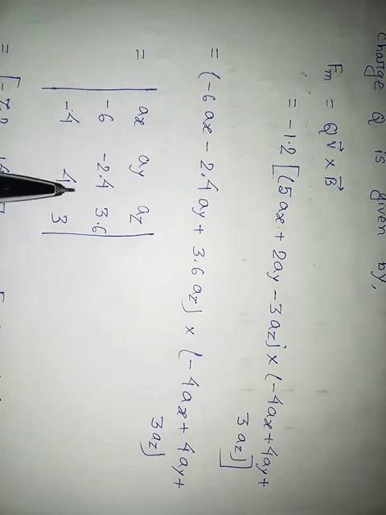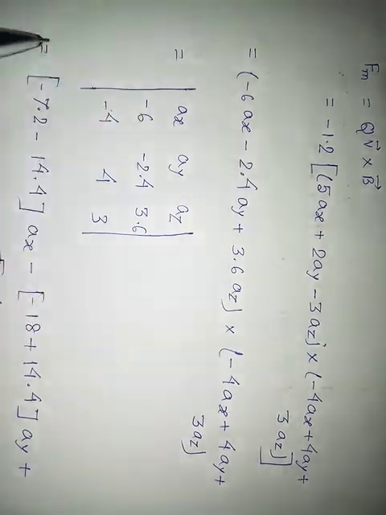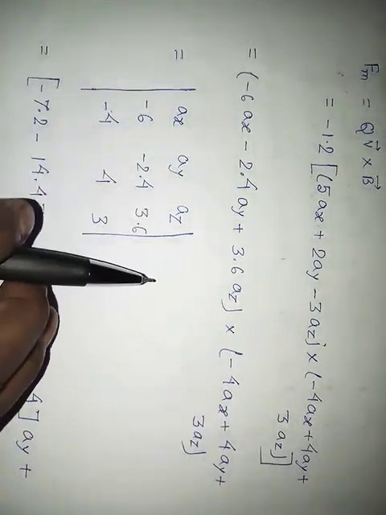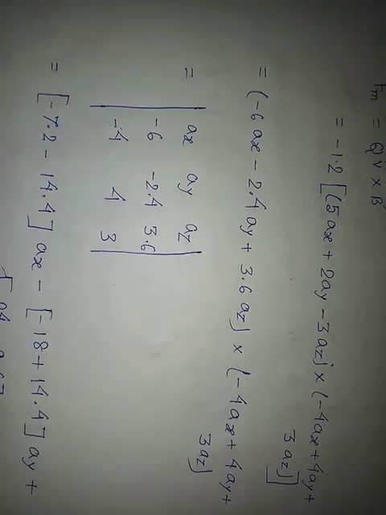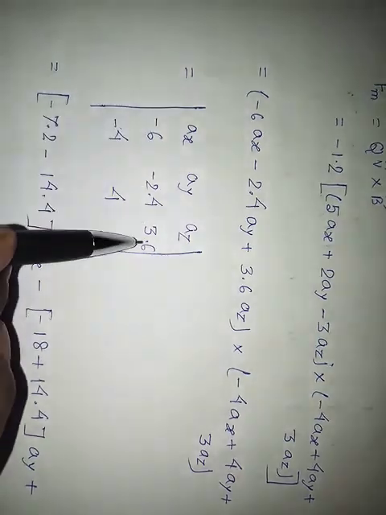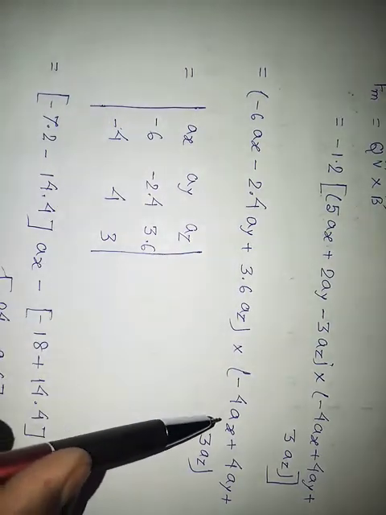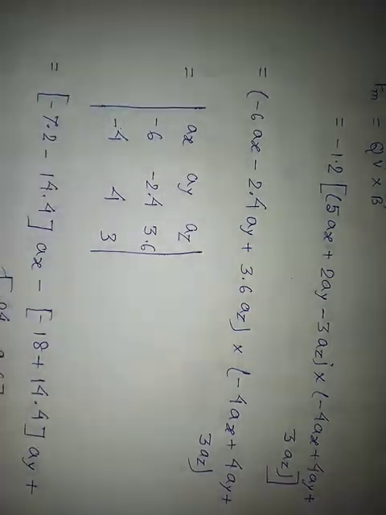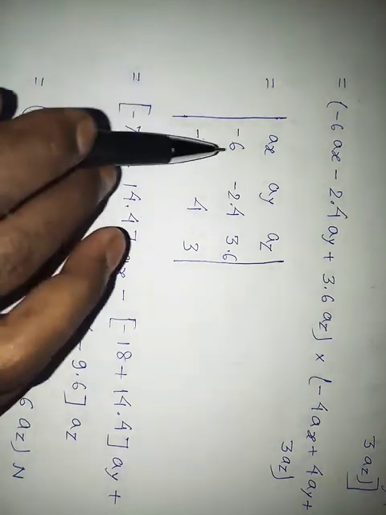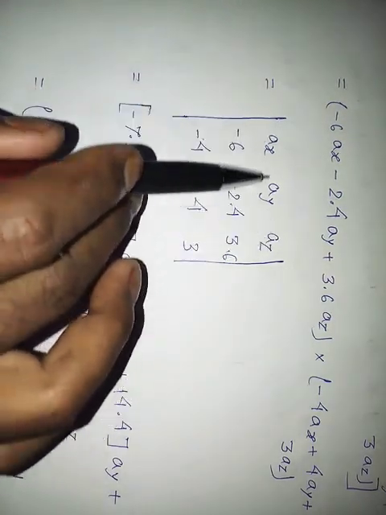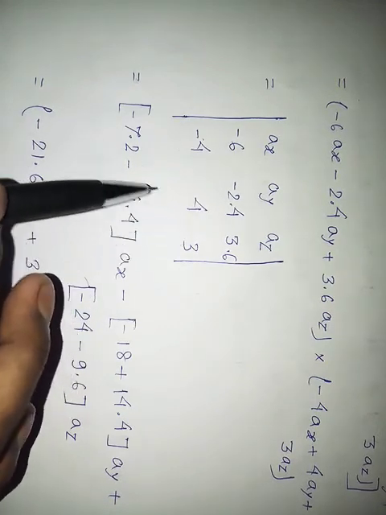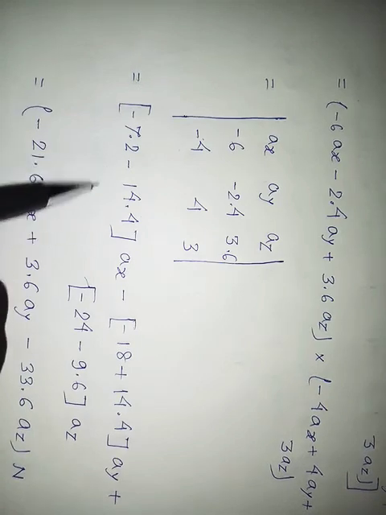In the cross operation we should know that we take a determinant. The first row represents the unit vector terms, that is ax, ay, az. The second row represents the first coefficient terms, and the third row represents the last coefficient terms, so we simply put the last coefficient terms. After solving the determinant, for ax, this row and this column cancel out, and we get minus 2.4 multiplied by 3 minus 4 multiplied by 3.6, this is the first term.